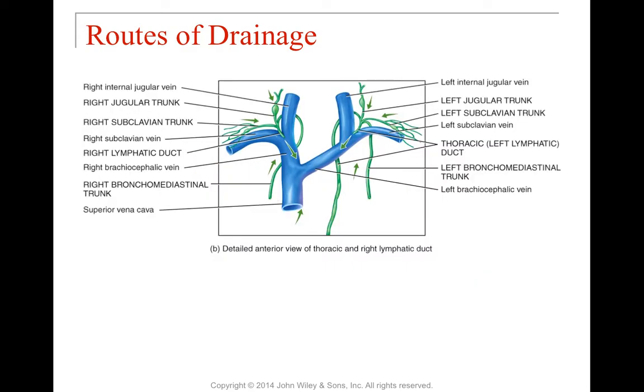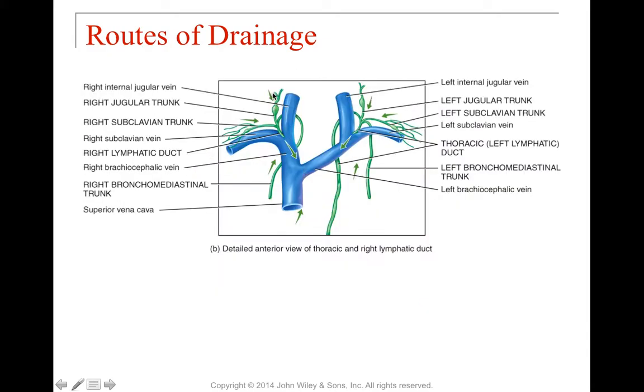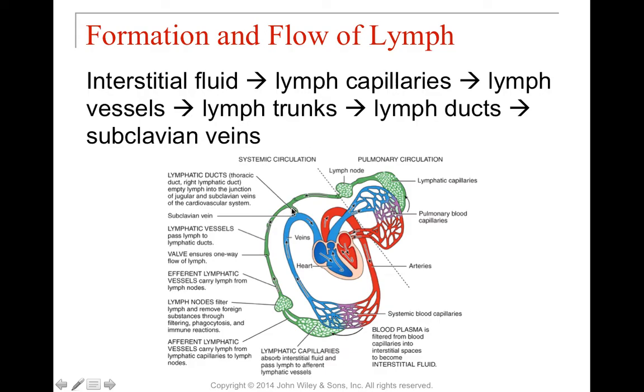All right, so this is that box that we just saw here, but it's enlarged a bit. And this is showing you the routes of drainage. So here's our internal jugular vein, right? Here's our right subclavian vein. And just at that juncture, we're going to end up with the lymphatic duct. Here's the right lymphatic duct. On this side, here's the left internal jugular vein and the left subclavian vein. Again, at that juncture, we're going to have the thoracic duct, right? And either way, they're both going to feed into that vena cava, the superior vena cava, and then down into the right atria to start blood flow.